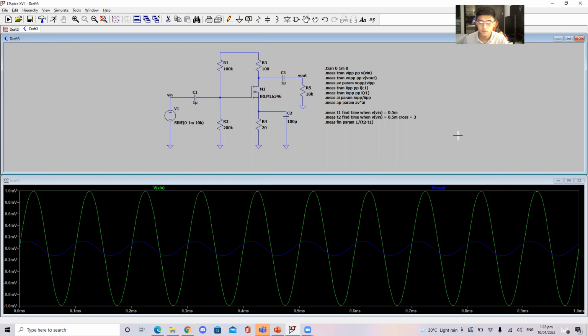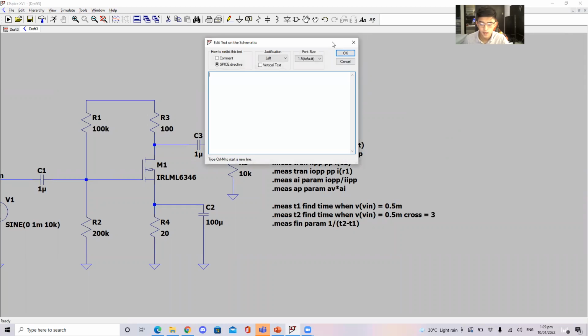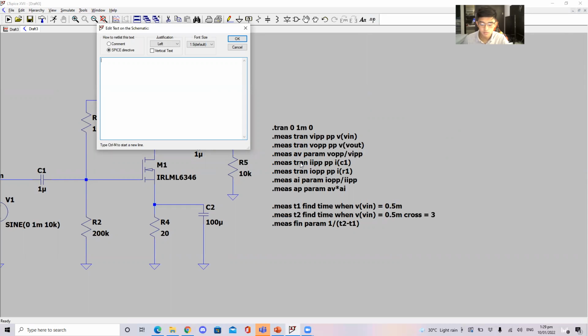So now that we have discussed the voltage output, we are going to discuss the current peak to peak, the current input peak to peak and the current output peak to peak. You just do the same thing: go to SPICE directive, and write these 3 commands. So you basically write .measure tran input peak to peak, PP, I in the capacitor, IC1, while it's going to be .measure tran current output peak to peak, PP, in the resistor, IR1.